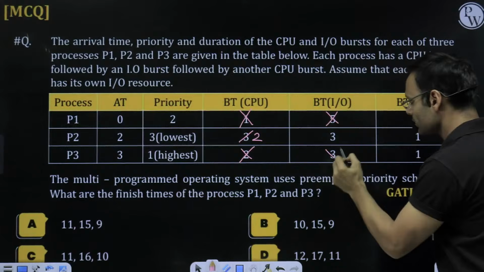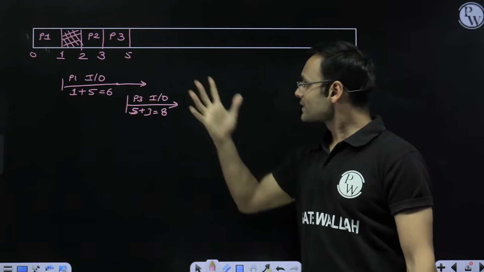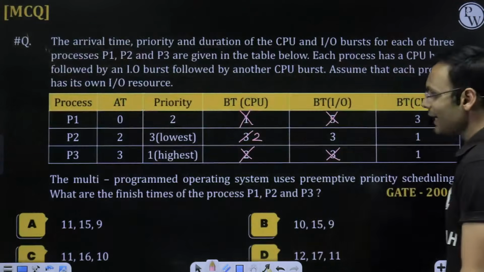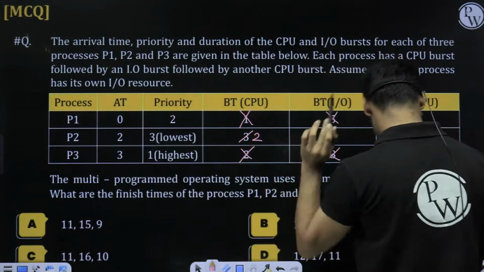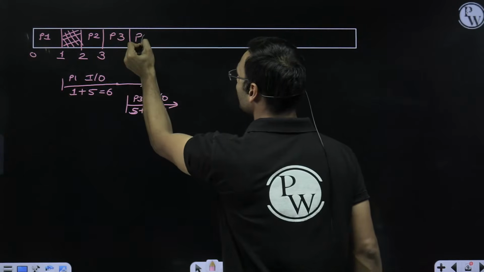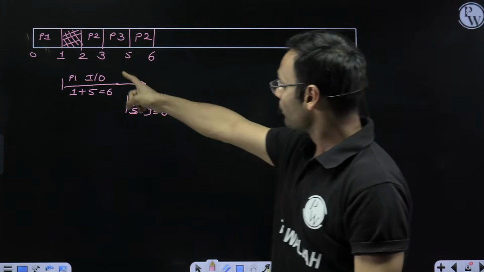Till 8. Now P1 is not coming till 6. P3 is not coming till 8. Then 5 to 6 I can continue with P2. 1 time remaining, 5 to 6. I will go with P2, the lowest priority process, just because at 6 P1 is coming.